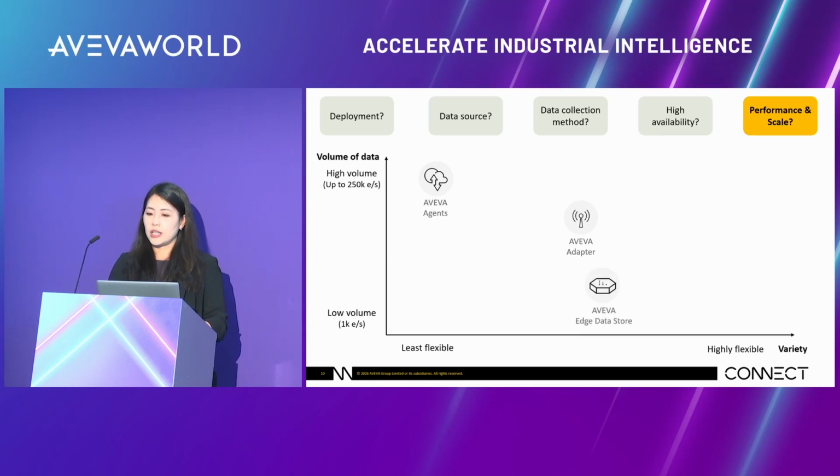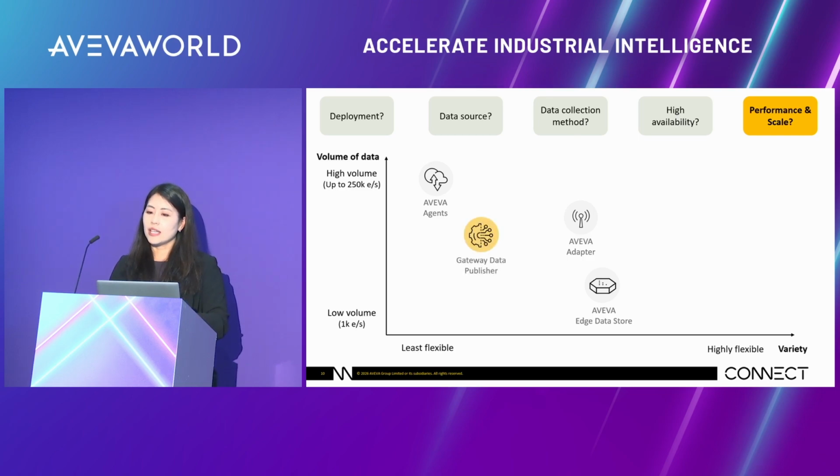Now, AVEVA Edge Data Store is similar to adapters in that you can collect data from a lot of different places. Inherently, it comes with OPC UA or Modbus adapter capabilities, but you can use it in conjunction with our adapters to collect data from different sources as well. It does get a slight edge over adapters in terms of variability, just because you can collect the data and store it as well. It does handle a lower volume of data compared to adapters and AVEVA agents, so it may not meet your high volume use cases.